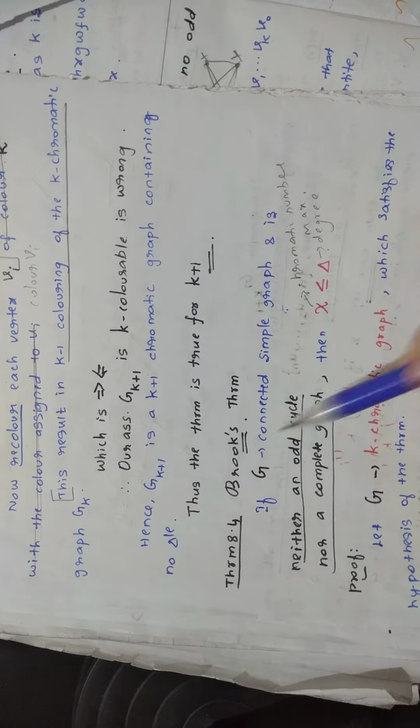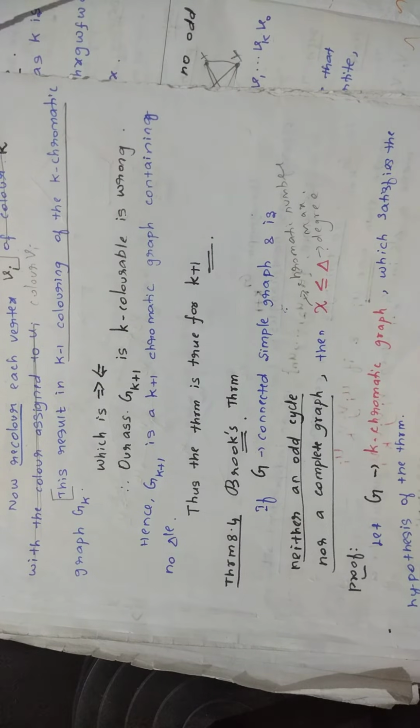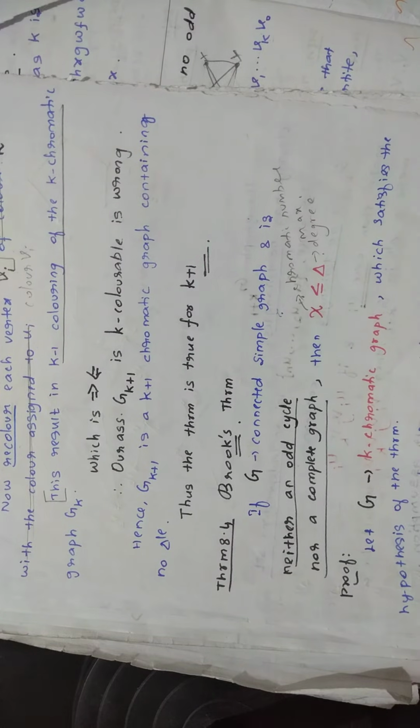If G is a connected simple graph and is neither an odd cycle, that is, this G is not an odd cycle and nor a complete graph. Also, they are saying this G is not a complete graph also. Then, if G has these properties, then chi is less than or equal to delta. This is what we have to prove.